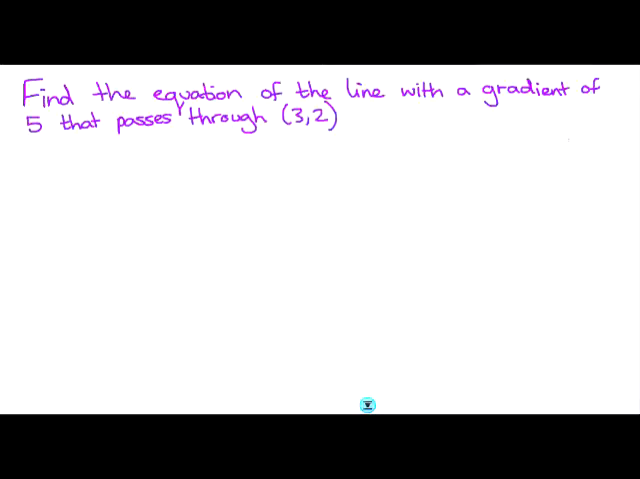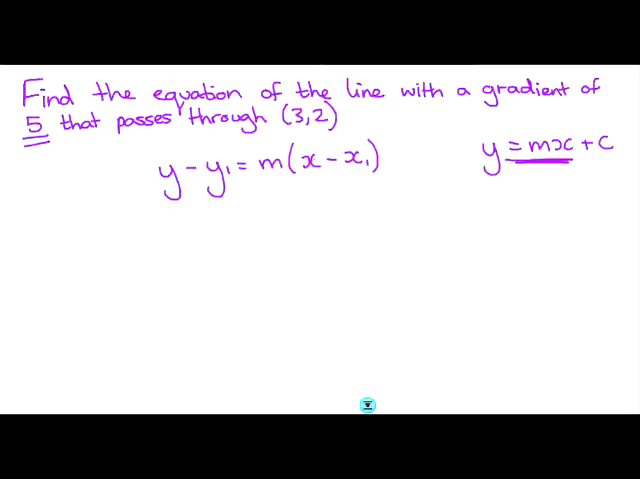Okay, so here's a question. Find the equation of the line with a gradient of 5. So you'll notice that they're telling us the gradient that passes through the point 3, 2. So let's write our formula. So it's y minus y1 is equal to m brackets x minus x1. Now, the y and the x are just the same as they are really in y equals mx plus c. We're just trying to find out the other values. So we're going to end up with something in this form. It's just another formula. You can actually do it with this, but try and do it with this one because it will be quicker and less complicated.